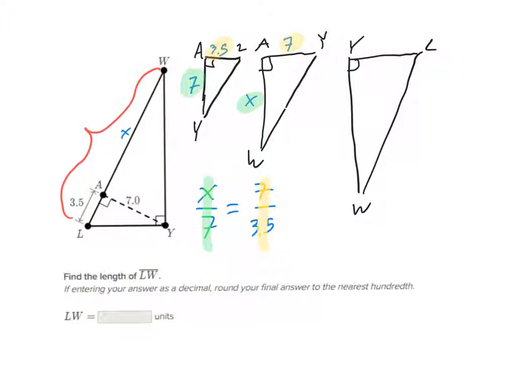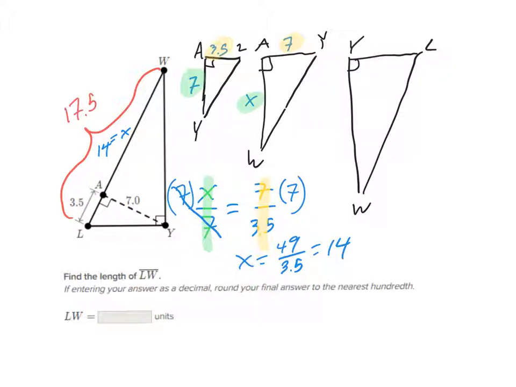Okay, well, this is actually pretty basic now because I have X divided by 7, and so I just want to get that X all by itself. So I'm just going to go ahead and multiply both sides by 7. And that would cancel that out. And so I get X equals 49, because 7 times 7 is 49, divided by 3.5. Now, I don't know what that is, but I'm just going to go ahead and plug that in my calculator. 49 divided by 3.5 is 14. And so now I have found that this X is 14. Well, that means that this total distance that I was looking for is 14 plus 3.5, or 17.5.